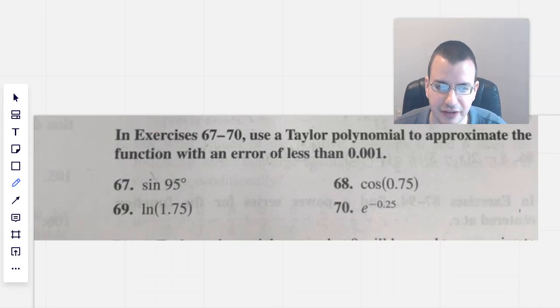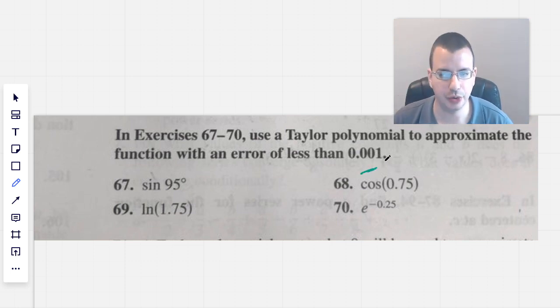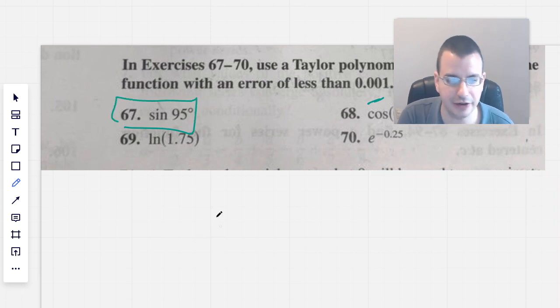In exercises 67 through 70, use Taylor polynomials to approximate the function with an error of less than 0.001. Okay, so we're going to do 67, right here. We're going to find the sine of 95 degrees.